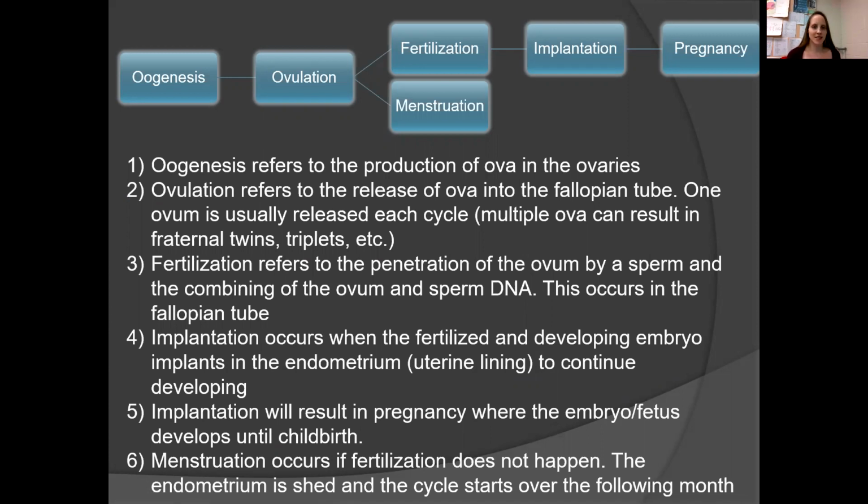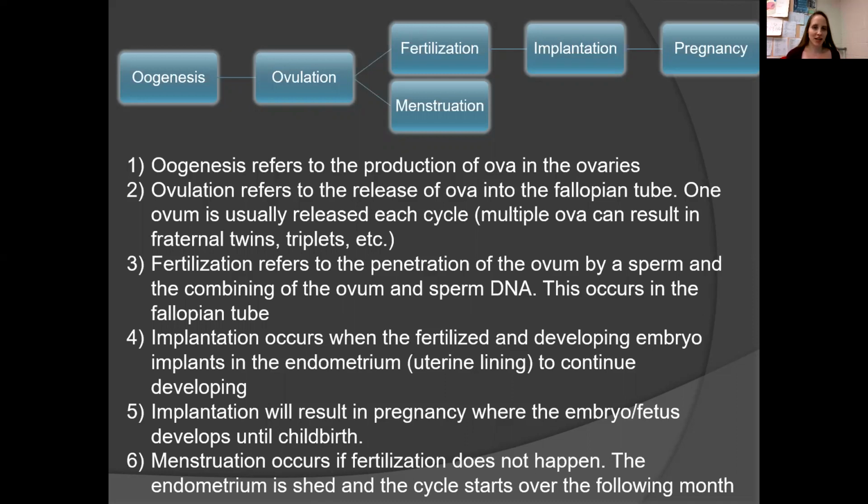Ovulation is when that egg is released from the ovary into the fallopian tube. Usually only one at a time, though sometimes there can be more than one. That's how we get multiples like twins and triplets and stuff. Then we have fertilization, which is when the sperm burrows its way into the egg and the DNA from the sperm and egg are combined. That will happen in the fallopian tube.